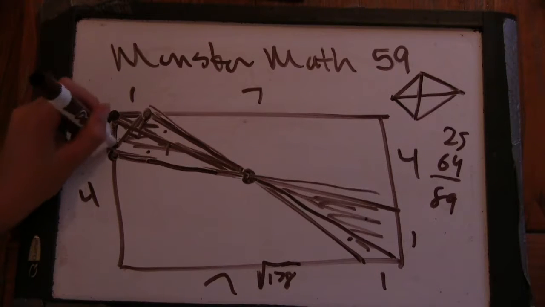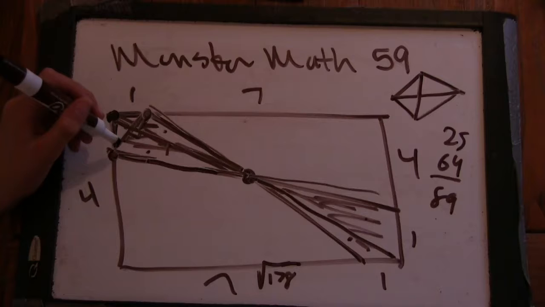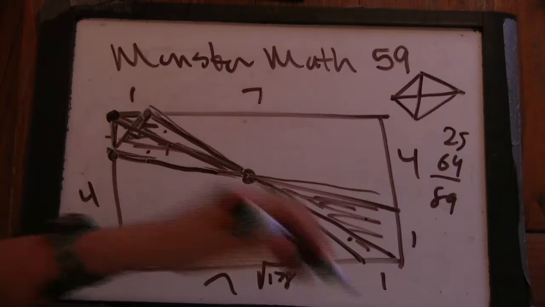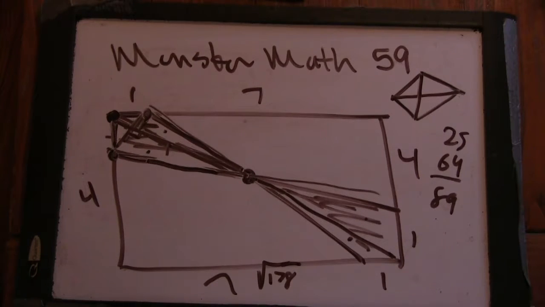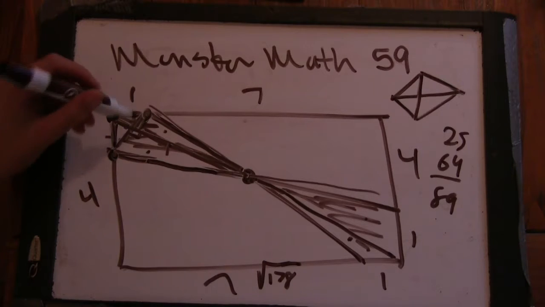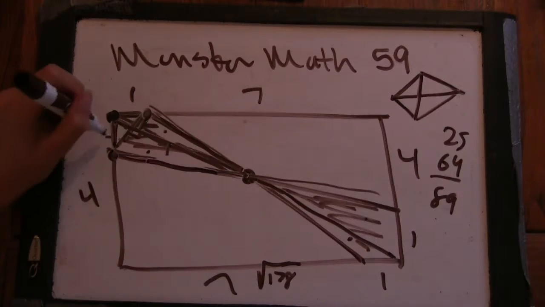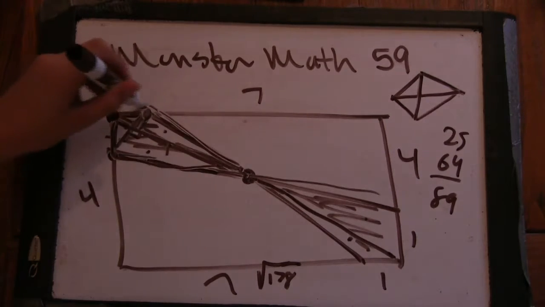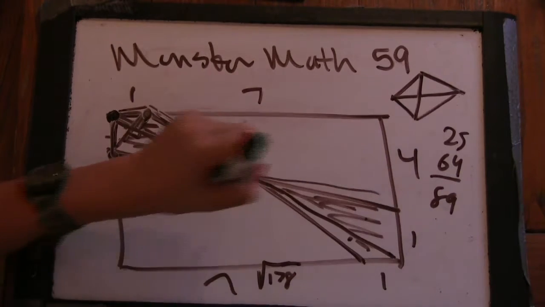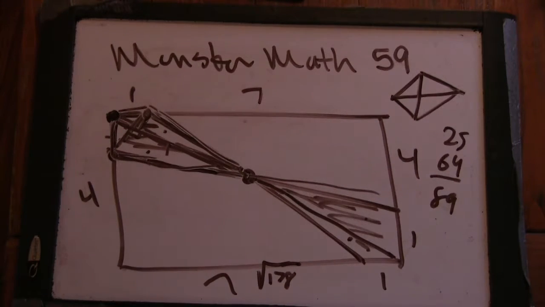So I said that this was an 8x5 rectangle. Mm-hmm. And I wanted to find the area of this. These two things, at least, are the same. Okay. Two quadrilaterals.